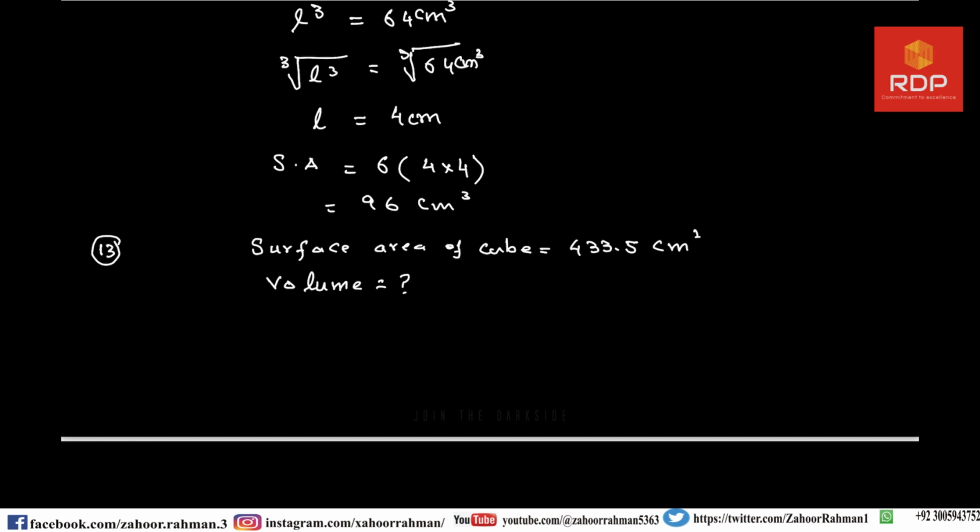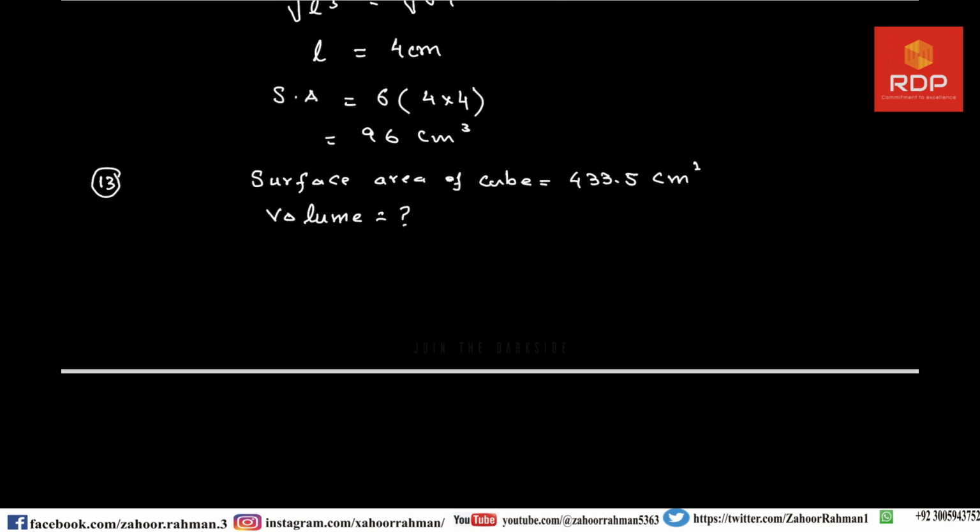When we are able to find the length of one side, then we can generalize it to the volume by multiplying 3 times that length. So we would be able to find the volume.